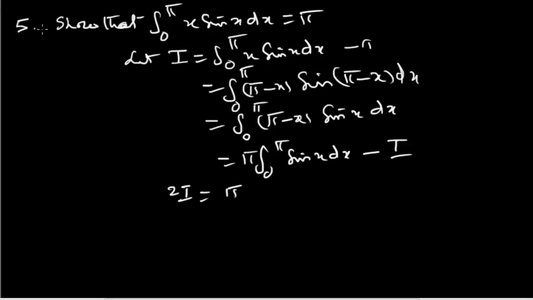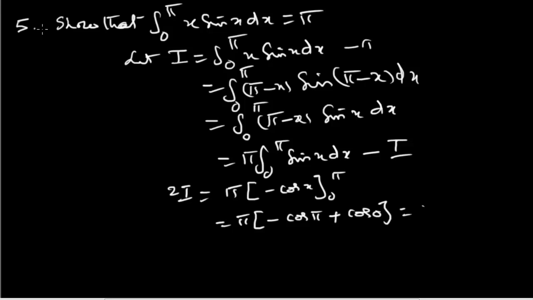Integration of sin x we shall calculate as minus cos x, limits 0 to pi. This is pi into minus cos pi plus cos 0. So this is what? Pi into 1 plus 1. Why 1? Cos 180 is minus 1, into minus is plus 1. So that is what? 2I is equal to 2 pi. Therefore 2 cancels, I is equal to pi.